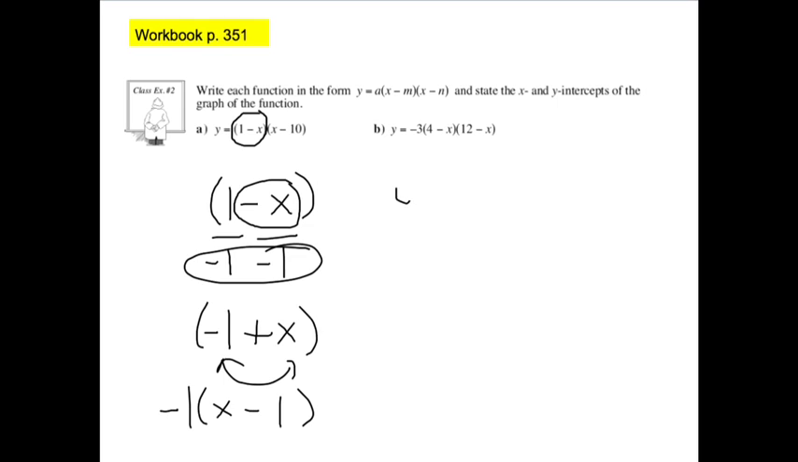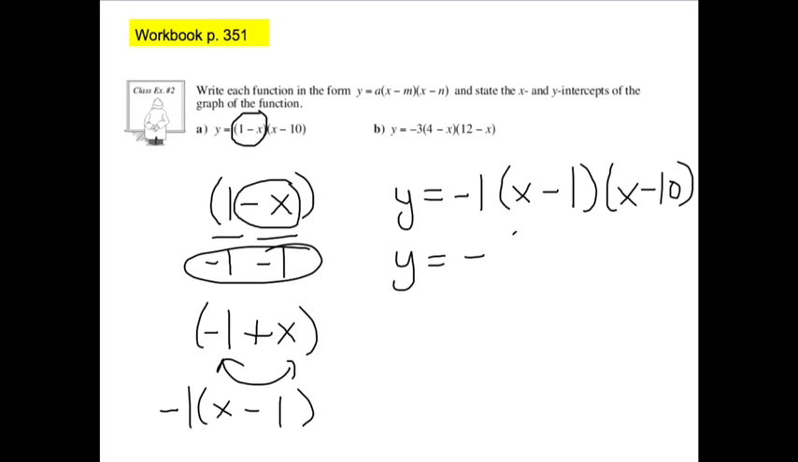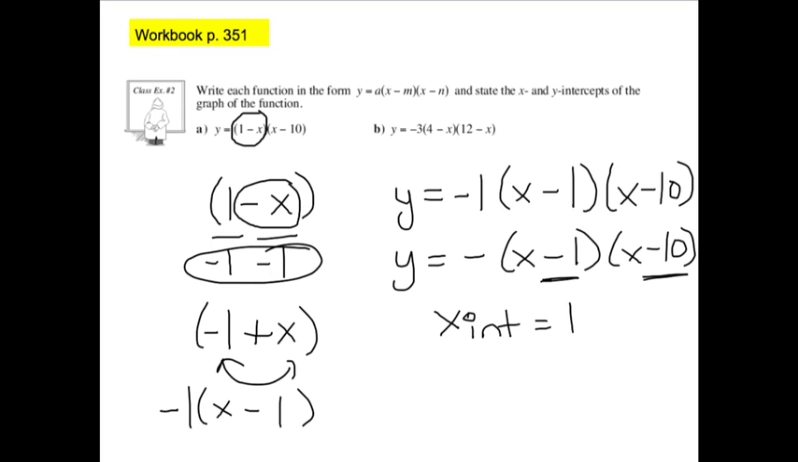So here's what we've got right now. We've got y is equal to -1, x minus 1, and then x minus 10. The next one we don't really have to do anything about, because it's in the right format anyway. So your answer is going to be negative x minus 1, x minus 10, and let's figure out the x-intercepts. Looks like your x-intercepts are going to be 1 and 10. For your y-intercept, you're going to multiply the a times the other two, so -1 times -1 is just +1. +1 times a -10 is going to be -10.